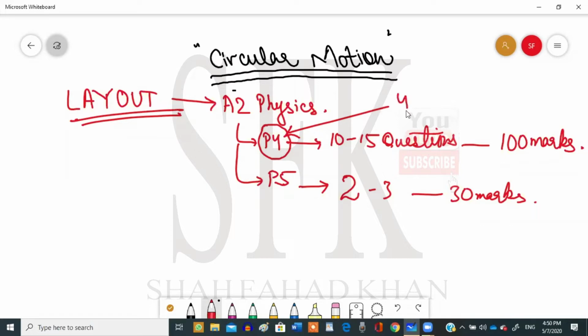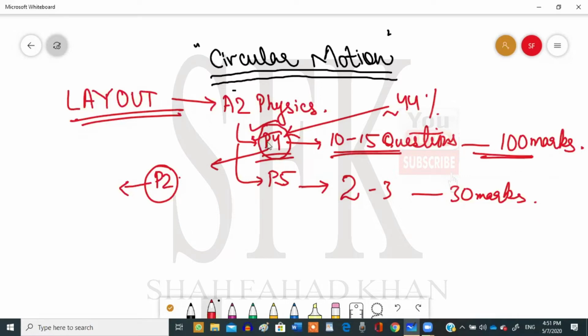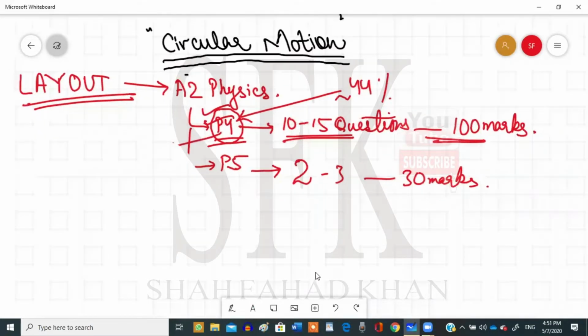It has approximately 44% weightage, and if you've done well in your P4, then you can save your grade or you can improve your grade. But if your P4 is messed up, God forbid, then your grade is messed up. So P4 is the major paper, and this resembles your P2 from your AS, but the only difference is that it has more questions, more marks, and a bit more difficult questions as compared to your P2 from your AS. Right, so this was the paper layout.